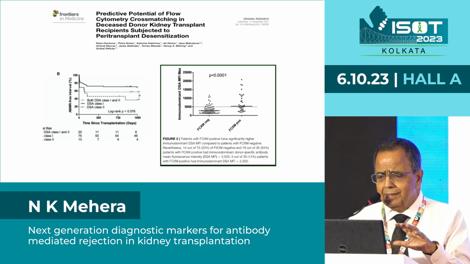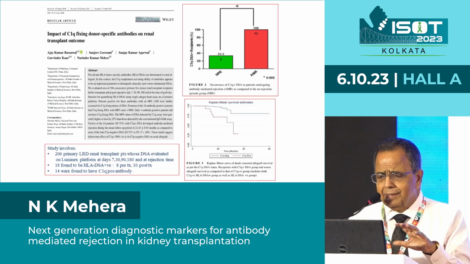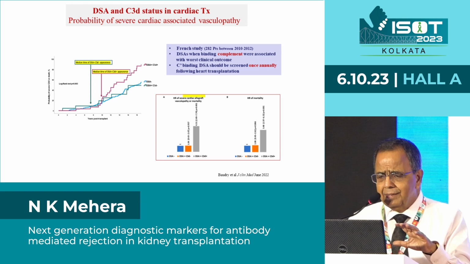So I think one has to deal from the case-to-case point of view. We have done studies in AIIMS to look for the complement binding antibodies. This is a study done on the C1q fixing donor antibodies. The study involved 206 primary LRD donor transplants whose DSA was evaluated on the Luminex platform on various days post-transplantation. 18 were found to be DSA positive, and 14 of them had the C1q antibodies. So complement binding antibodies would also relate to the AMR.